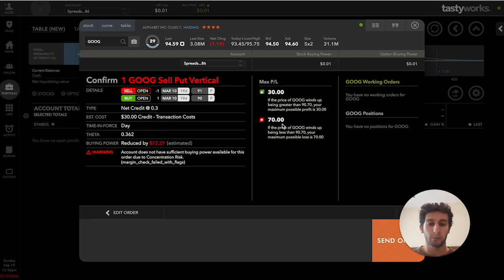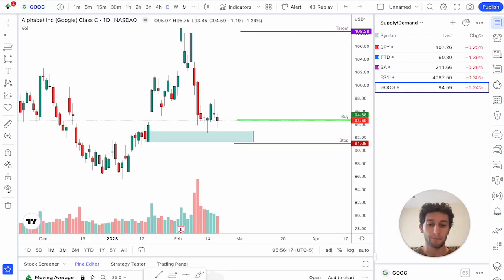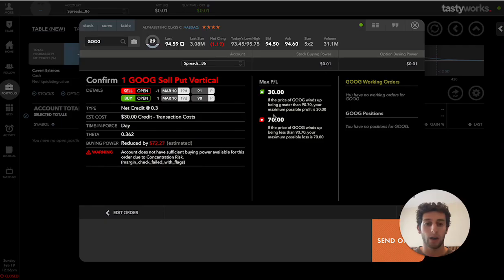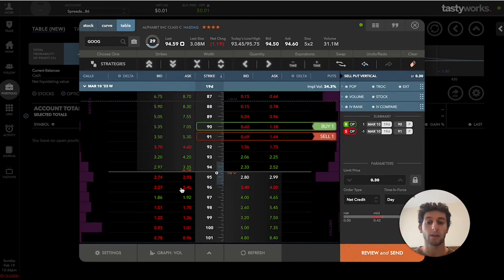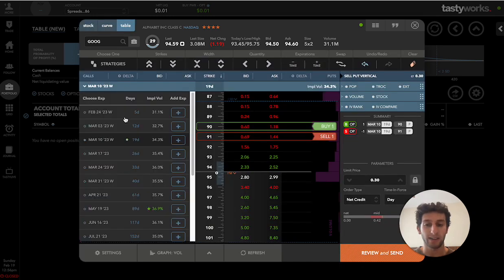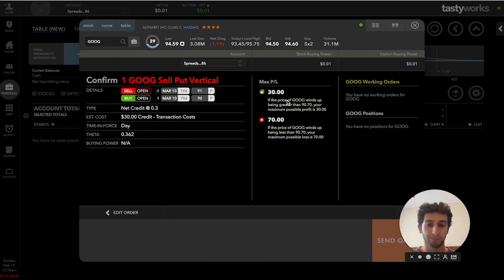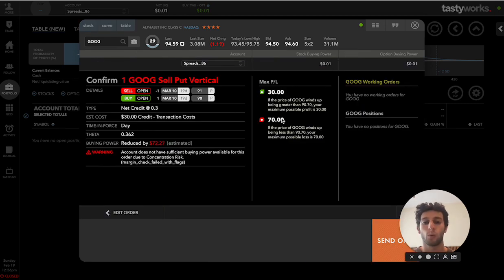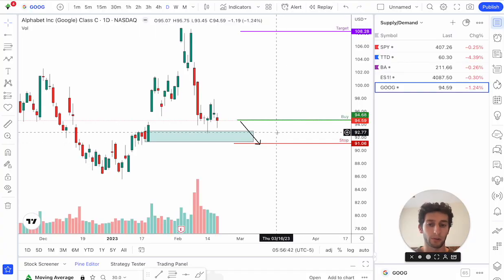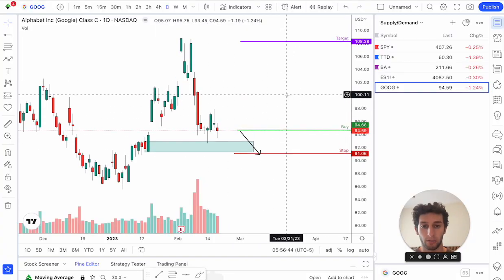Well, the way that I do my credit spreads, I'm typically never always getting the max profit, and I'm typically never getting the max loss, because I always stick to my plan. Let's say 2 days from now, I'm wrong, price goes down and hits my stop at 91. I'm probably not going to be down $70, because you have to remember this max loss and max profit is at expiration, which is 19 days from now. So if 2 days from now price goes down, I'll probably be at like a 20 to maybe $30 loss. So overall, it's not too bad of a risk reward if you're still following your trade plan.